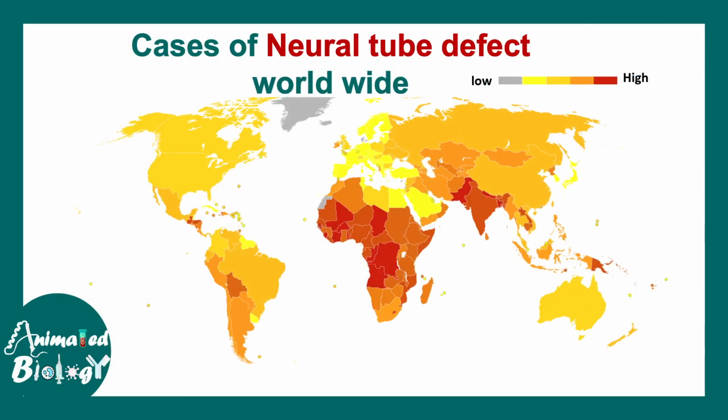Now, cases of neural tube defect show a very high incidence rate in the third world countries, because in the third world countries there is malnutrition and problems associated with diet, and they have very low levels of vitamin B9.